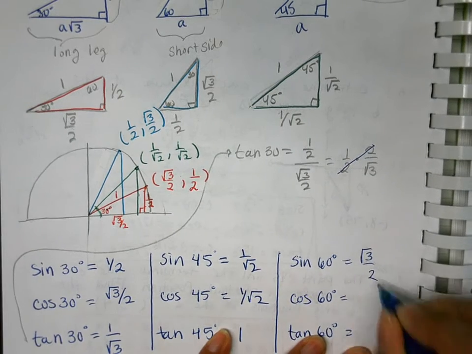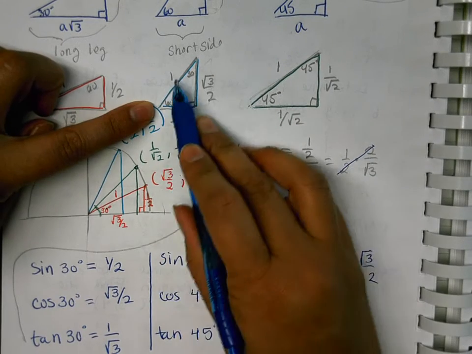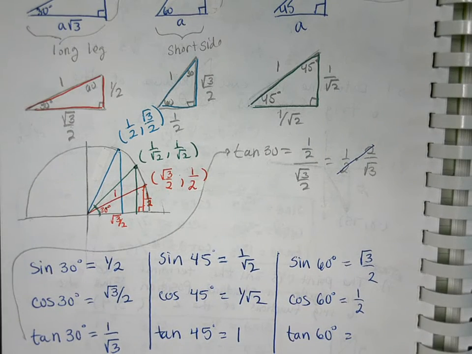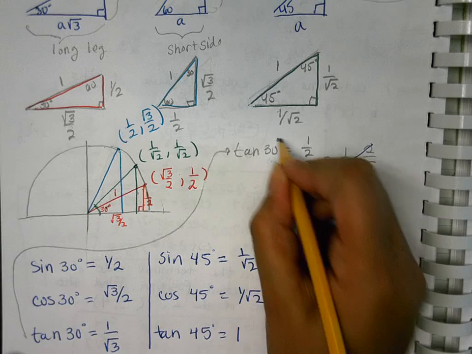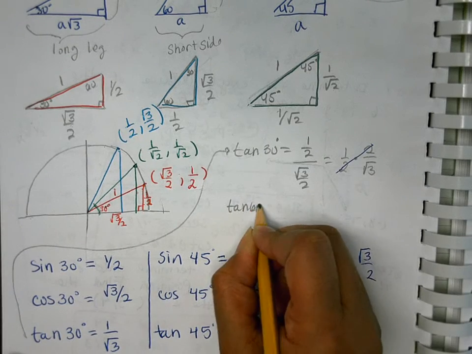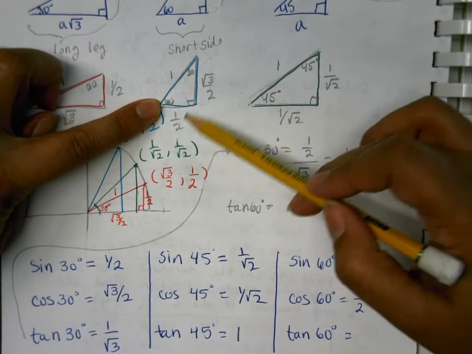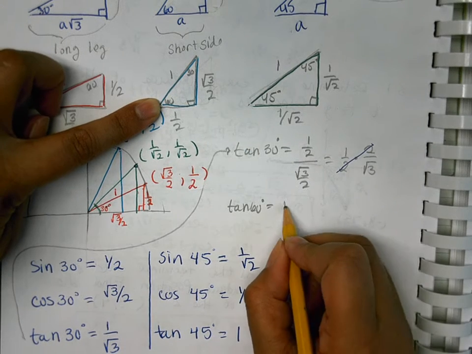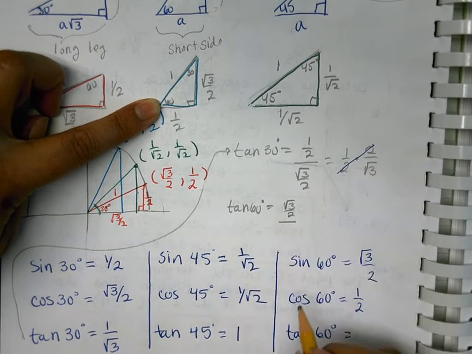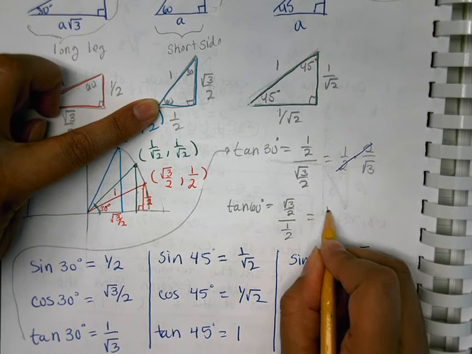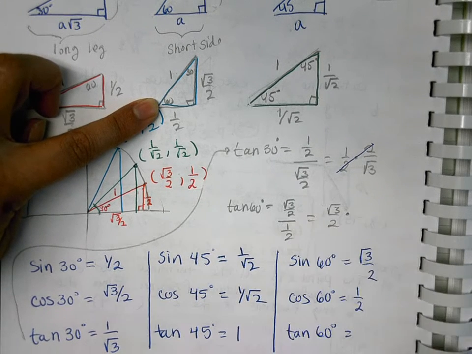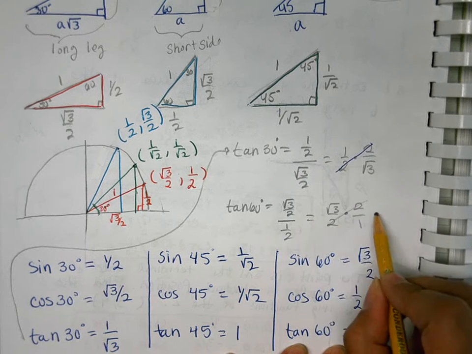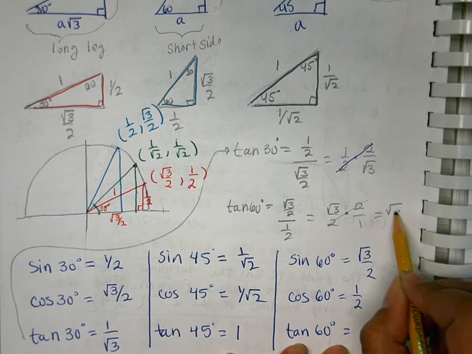And then cosine of 60 is 1/2 over 1, which is 1/2. I'm going to do tangent of 60 here. Tangent of 60 is what over what? Root 3 over 2 divided by what? Which is root 3 over 2 times 1/2 or 2 over 1? The 2's reduce, and what are we left with? Root 3.